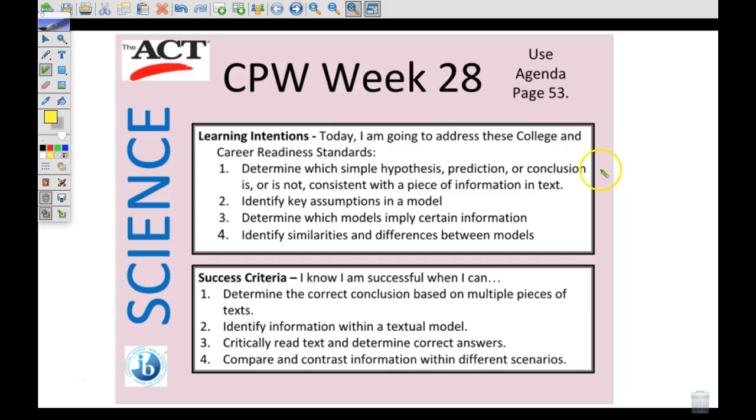Today we're going to determine which simple hypothesis, prediction, or conclusion is or is not consistent with a piece of information in a text. We're going to identify key assumptions in a model. We're going to determine which models imply certain information and identify similarities and differences between models, where in this case the different models are different portions of a text.